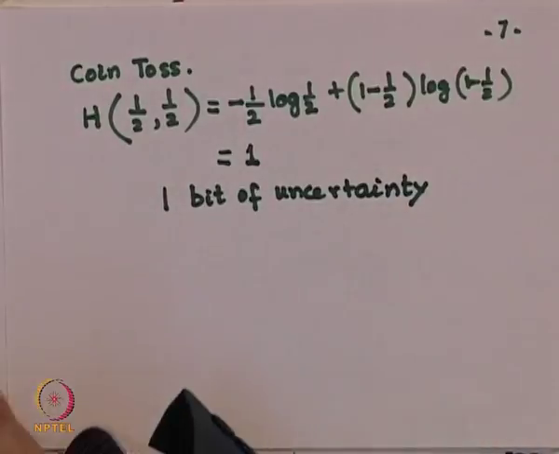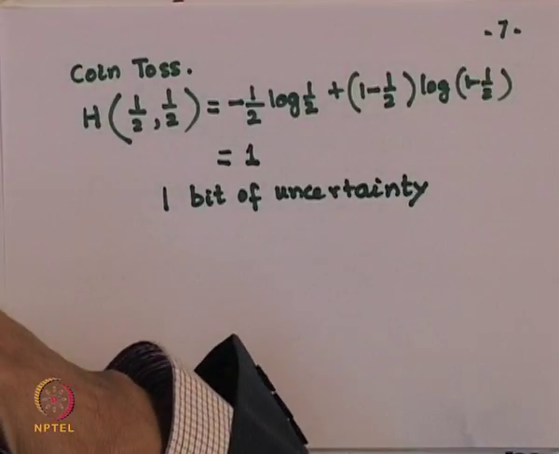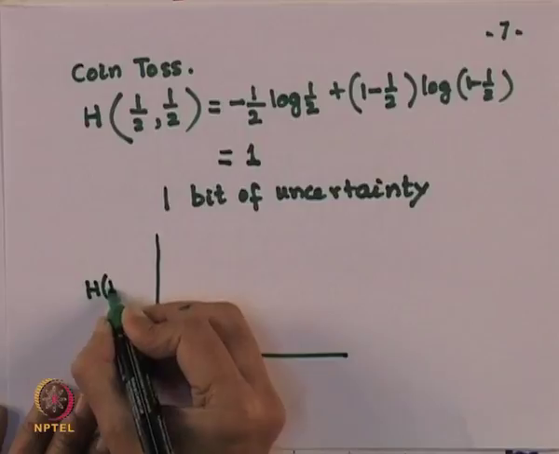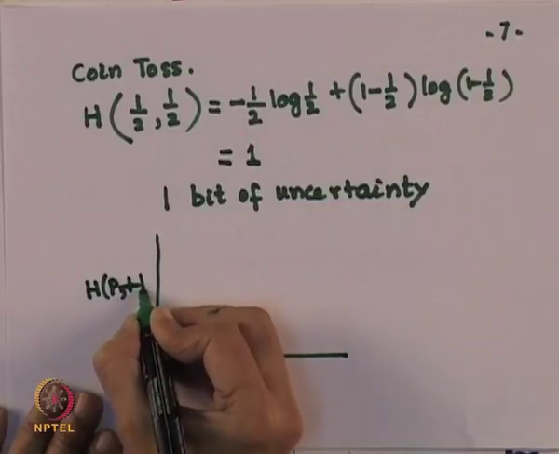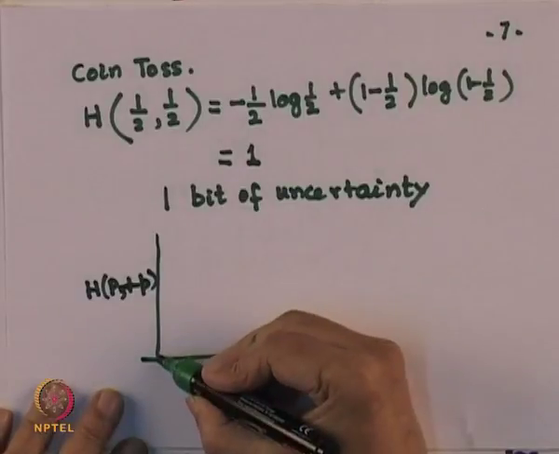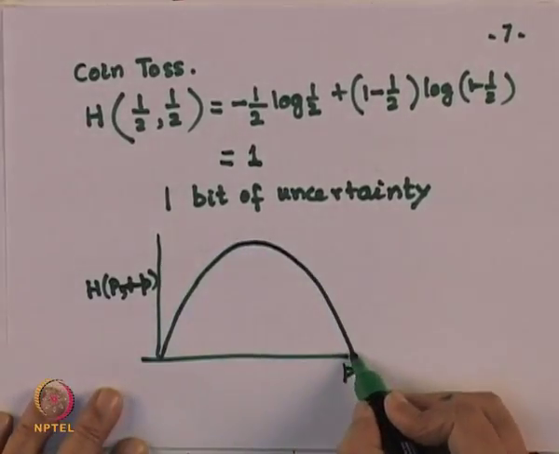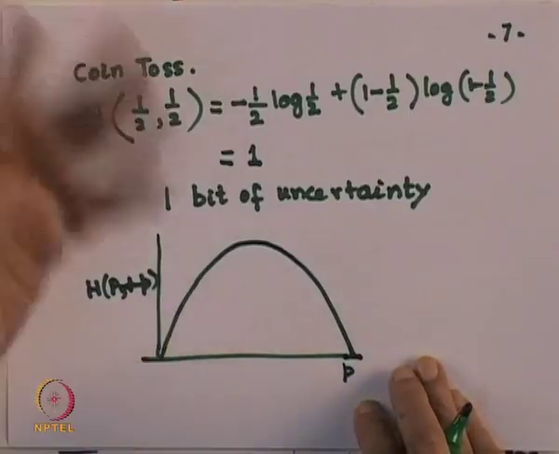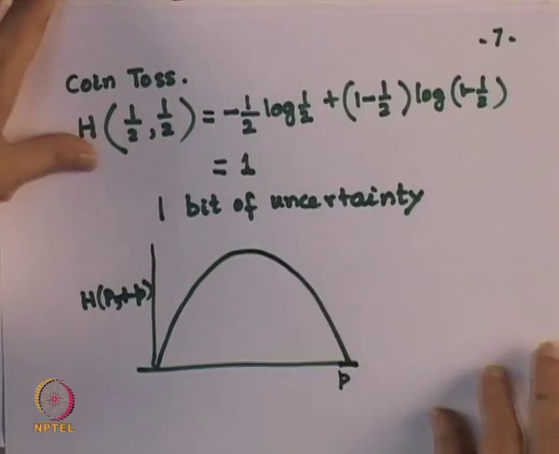Now this is clear, because a single bit takes the value 0 or 1. So if you say head is 0 and tail is 1, then of course there is 1 bit of uncertainty associated with it. If you plot H of P, 1 minus P against P, two events, the type of curve that you will get will be like this. Obviously, once P exceeds half, it must have a symmetry, because the other event then has a higher probability.